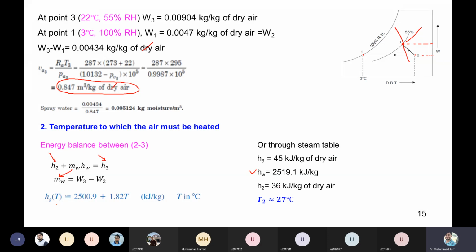Since the water was supplied at 10 degrees C in the statement, we can get the enthalpy of the water vapors. And the mass of water vapors is the difference of the humidity ratios. Then finally through the energy balance, we can get the value of the enthalpy h_2, which is equal to this value. We can locate that enthalpy here, 36 kilojoule, so we can locate point 2. When we locate point 2, we can read the temperature, which is approximately equal to 27 degrees C.